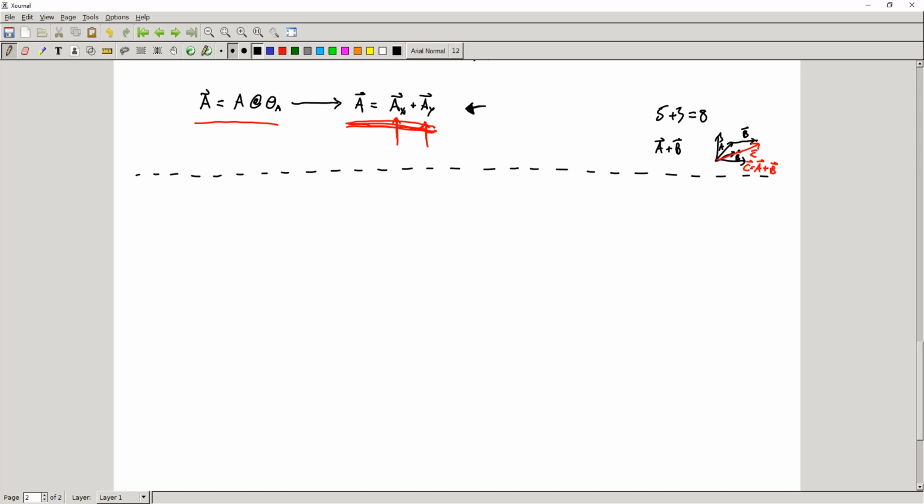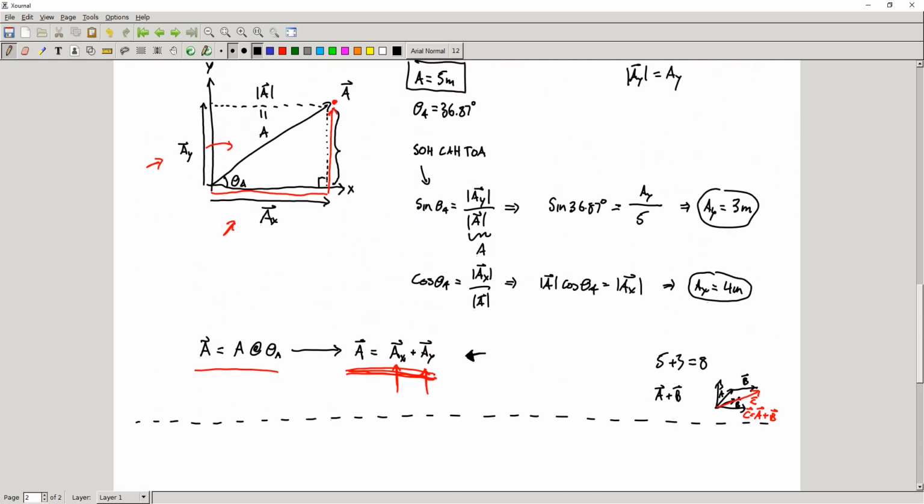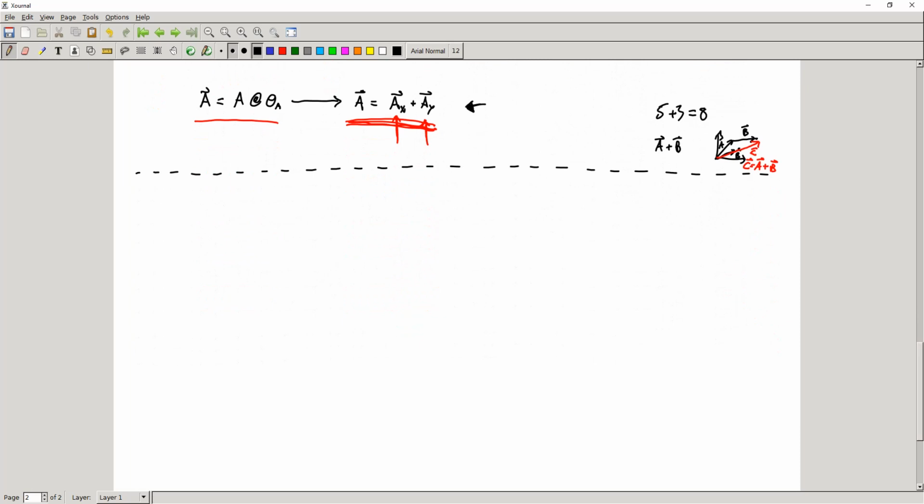Okay. And so let's go back to our original problem here. And let's say instead we were given the vector in the form of our vector broken up into an x and y component, and we wanted to go back into this form over here, right? So how would we do that?